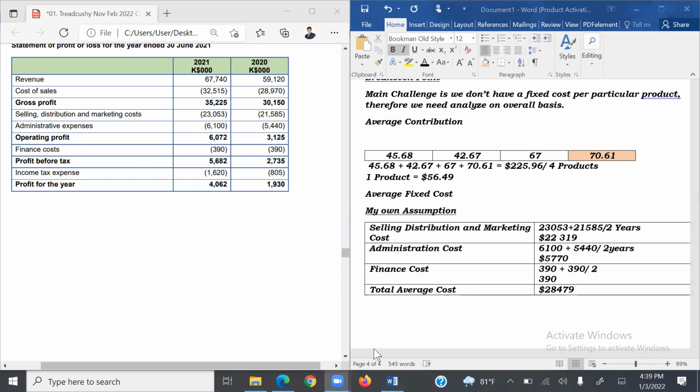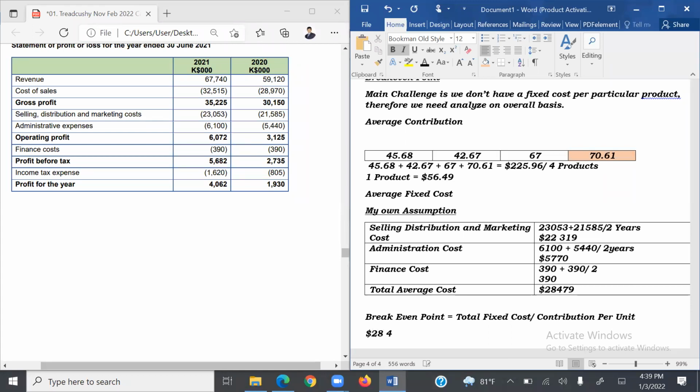So we know the average contribution, we know the average fixed cost. So can we calculate the break-even point? Yes, break-even point is possible to calculate. That is the total fixed cost divided by the contribution per unit. So we are eligible to get some average figures. This is not a perfect answer, but it gives you a proper direction of thinking.